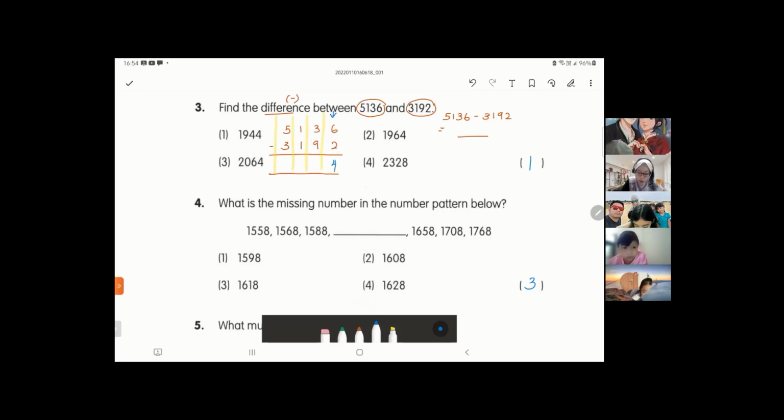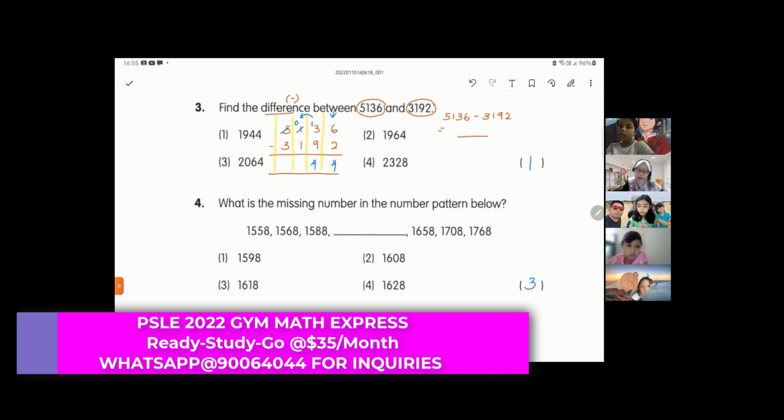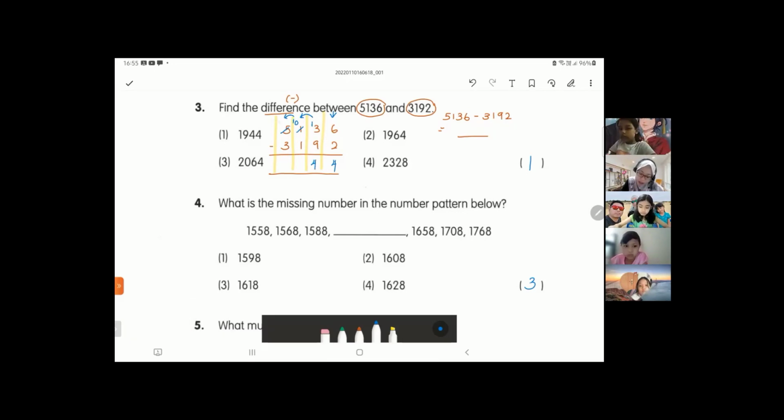3 minus 9 cannot. So you have to borrow from the next group, the next house, which is the hundreds. Okay, so you borrow 1 there. So this one becomes 0, right? So 13 minus 9 will give me 4. Now 0 and 1, I cannot minus. Again, I have to borrow from the other house. So I borrow 1 there. Then here becomes 4. Then we do 10 minus 1 is 9. And then 4 minus 3 is 1. Answer is 1,944.